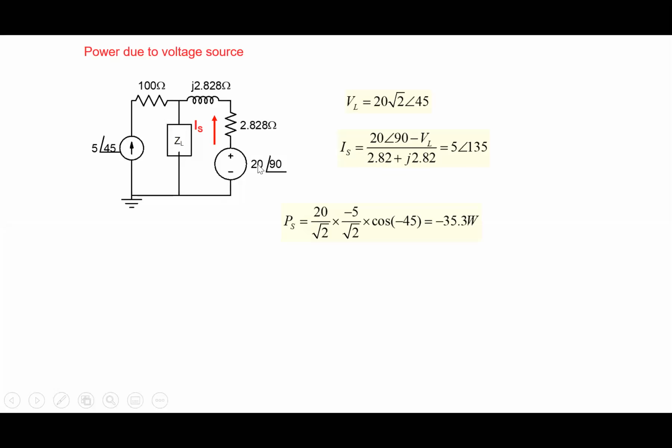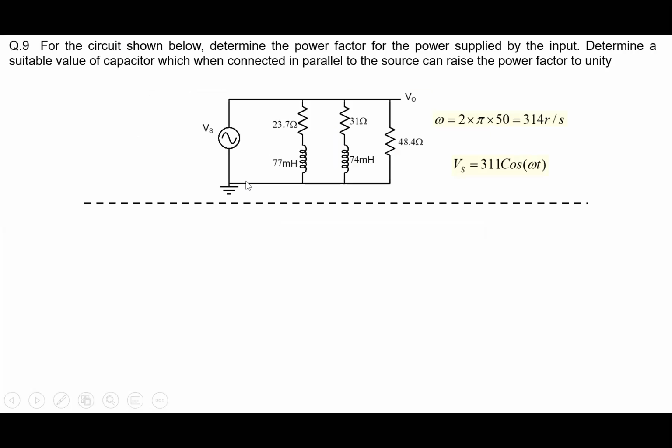And then power will be the RMS value of the voltage here, 20 by square root 2, the RMS of the current, so 5 by square root 2, and the angle between the voltage and the current. The voltage is 90 here, and the current is 135. So the phase difference is 45, cos of 45, and then combine them together. So we get the power which is drawn from here.